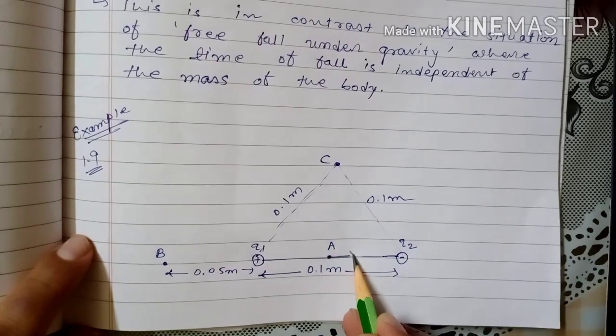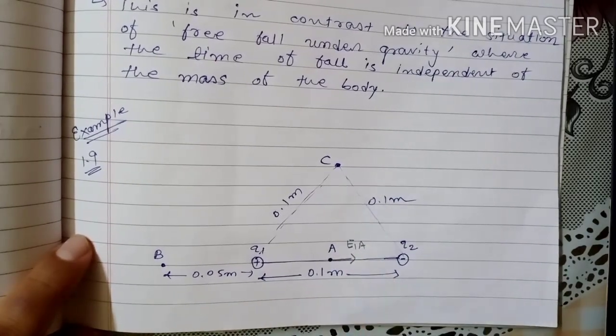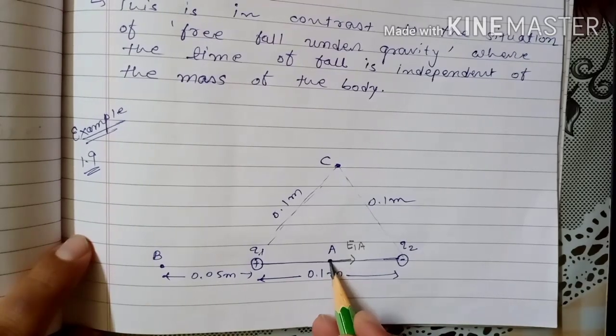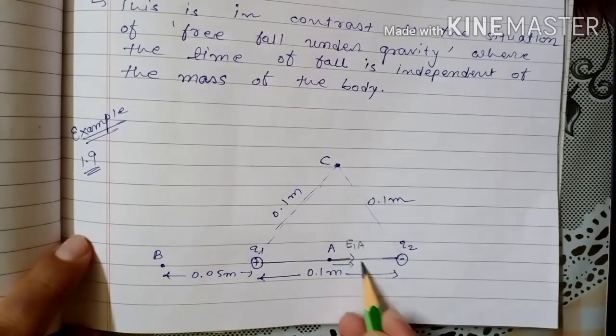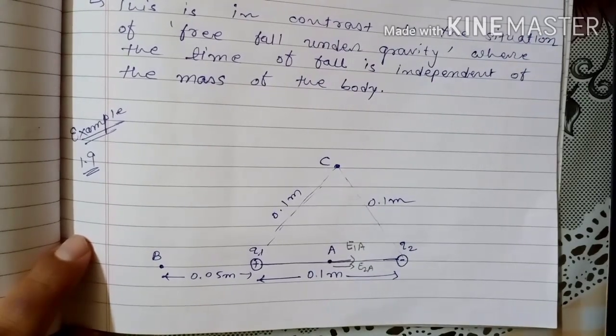It means in this direction, that is E1A. Okay. Due to the negative charge, the direction of the electric field is radially inward. It means towards the negative charge. So the direction of the electric field E2A will be towards the right.